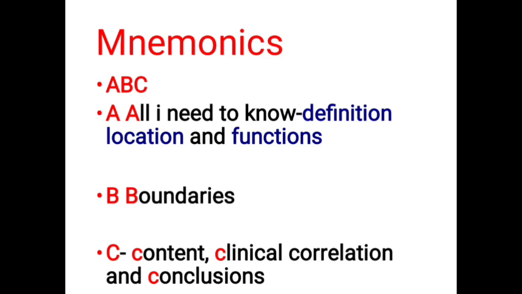So for us to write an essay about the cubital fossa, we will have a mnemonic that can help us generate the outline. This mnemonic will not only help us generate the outline for the cubital fossa, but can also help us generate outlines for other spaces in the body, for cavities in the body, for canals, and so on. So the mnemonic is ABC. A, all I need to know, which includes the definition, the location, and the functions. B for boundaries, C for content, clinical correlation, and conclusion. So with this, you can form an outline if you're asked to write an essay on the cubital fossa.